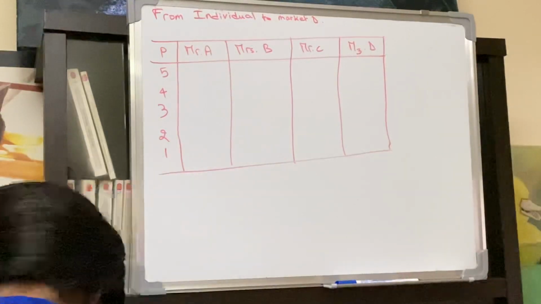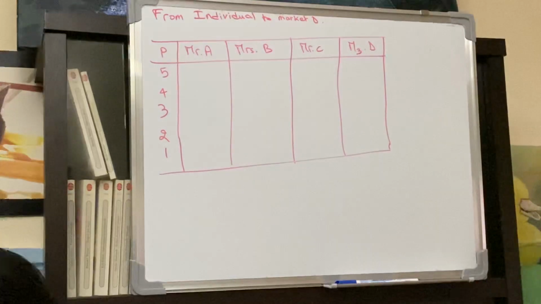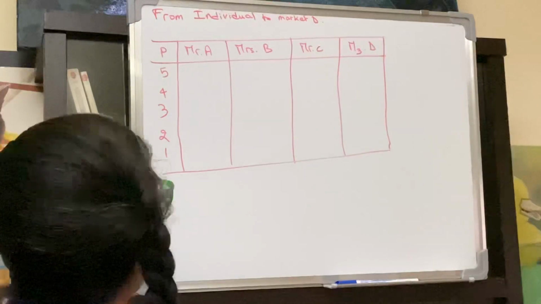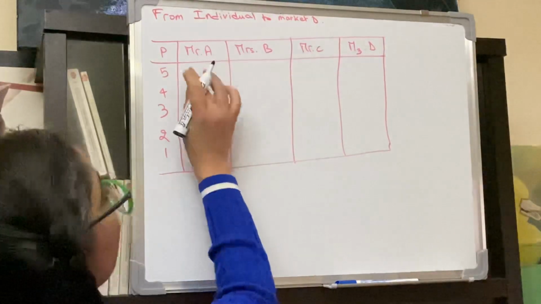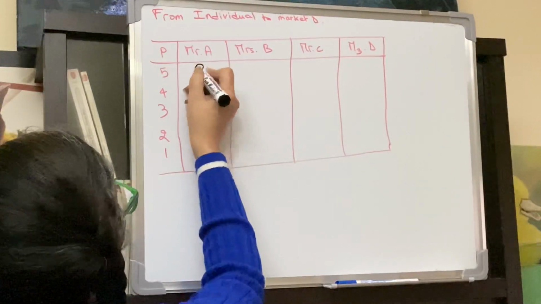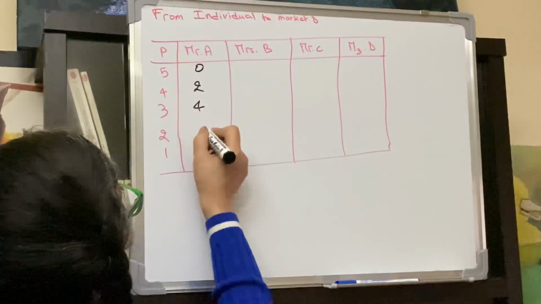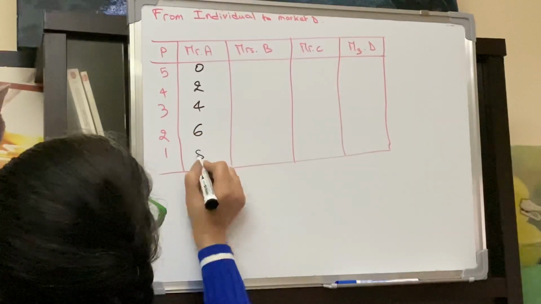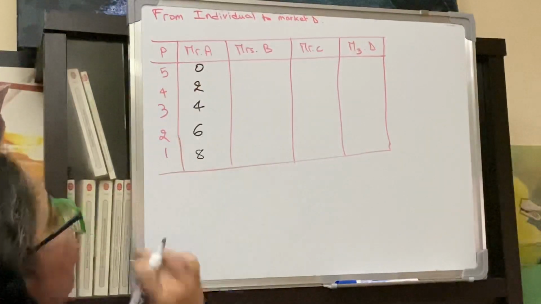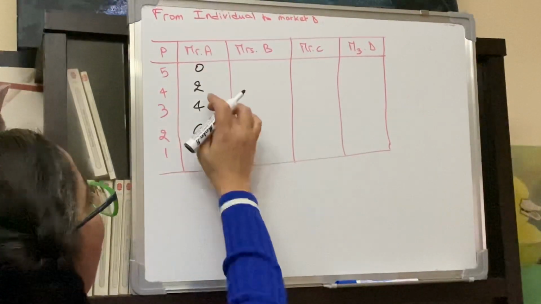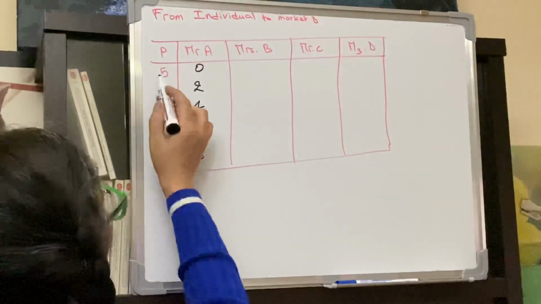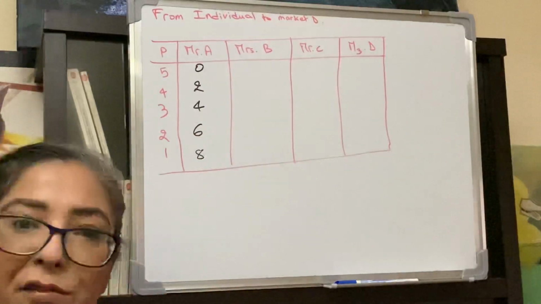Okay, guys. Now I have the prices, and I'm looking at the good that each one of these buys. At the highest price, we buy the smallest quantity. So here, this one doesn't buy anything, then 2, 4, 6, and 8. When the price is 5, Mr. A buys 0. When the price is 4, Mr. A buys 2, etc. You notice that when the price decreases, the quantity increases, and vice versa.